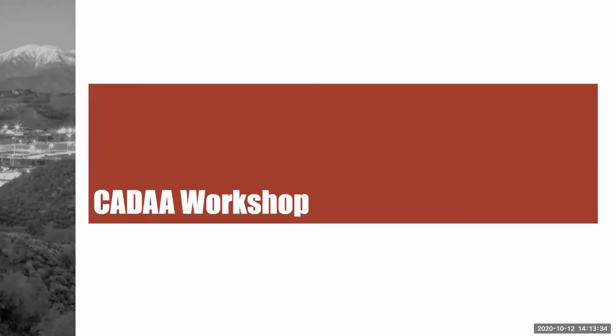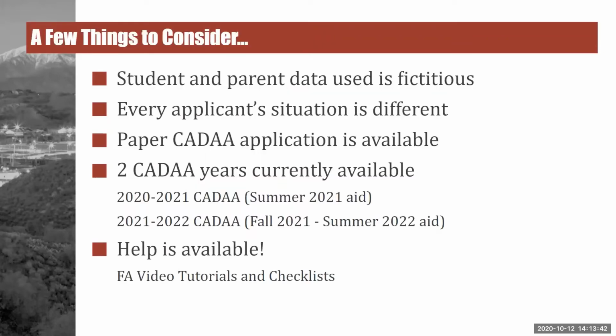Okay, we are now ready to begin working on the California DREAM Act application. Before we look at the online DREAM Act application, we would like to review a few disclaimers. Here are some things to consider. The student and parent data we will be using is completely fictitious. We will not be using anybody's actual personal information.